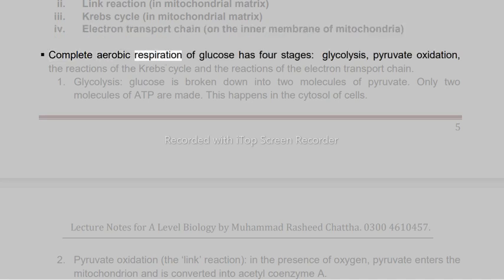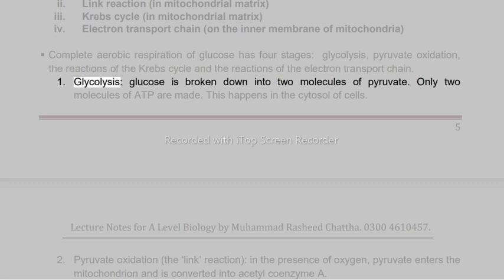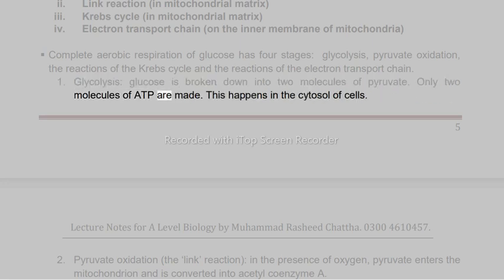Complete oxidation of glucose has 4 stages: glycolysis, pyruvate oxidation, the reactions of the Krebs cycle and the reactions of the electron transport chain. 1. Glycolysis: glucose is broken down into 2 molecules of pyruvate. Only 2 molecules of ATP are made. This happens in the cytosol of cells.